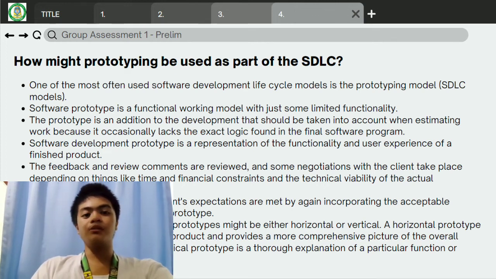Software development prototypes are a representation of the functionality and user experience of a finished product. It is utilized for user testing and design feedback. They might be as complex as a clickable prototype that replicates real software. Users can review developer proposals and test them out first before implementation using prototypes. Additionally, it helps in comprehending user-specific requirements.